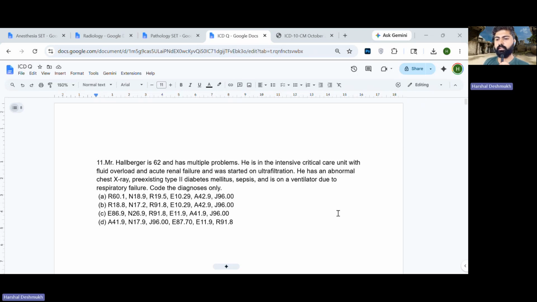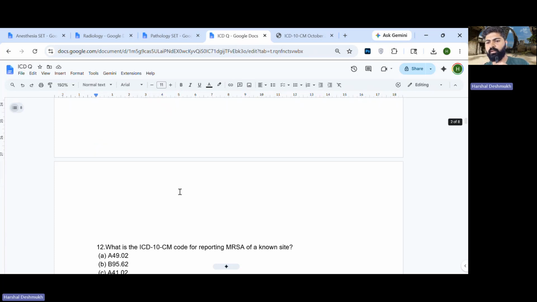All right, there you go. The answer to this question: since it is type 2 diabetes, options A and B are eliminated. With these two options, we can see all the codes used are almost similar. So the answer to this question is option D, the code that starts with A419. All right, moving on to the next question.